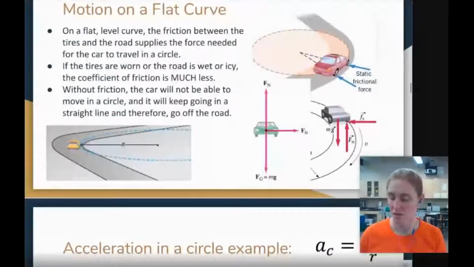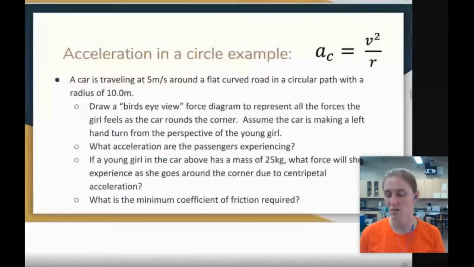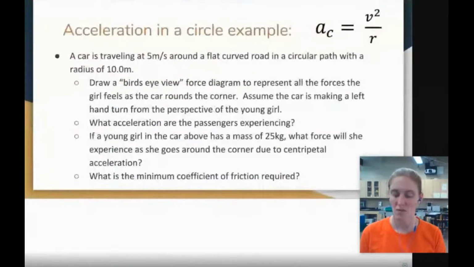So let's look at an example. A car is traveling at 5 meters per second around a flat curved road in a circular path with a radius of 10 meters. Draw a bird's eye view force diagram to represent all the forces the girl feels as the car rounds the corner.